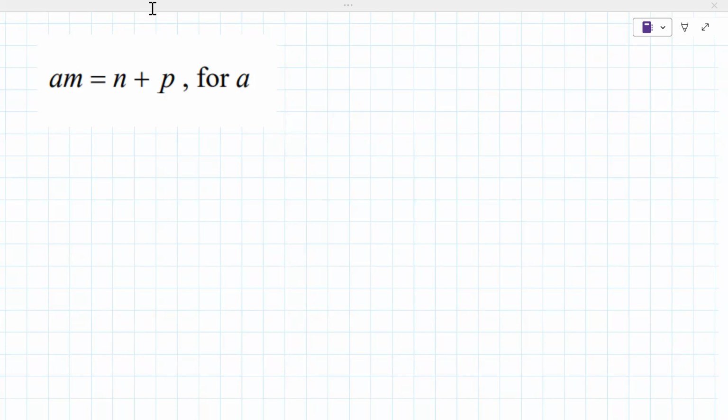A equals n plus p over negative m. Why is it negative? What is the math operation between A and M? Multiplication, right, so you undo that with division. Oh, okay.